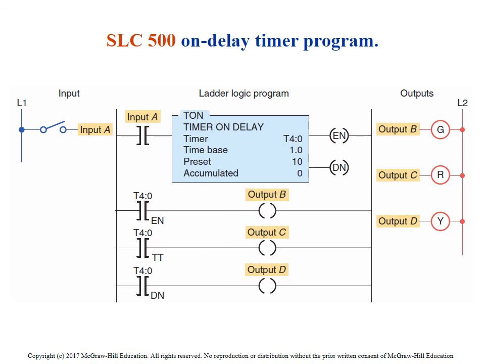So here they're just showing us an example of when you use a timer. You've got input A. When input A closes, the timer will start timing. T4:0.EN will turn on as soon as A turns on, which will turn on B. The timer timing bit will start timing the second this starts incrementing. As soon as it goes to 0 from 1, that timer timing bit will come on. And the done bit will turn on when preset equals accumulated.